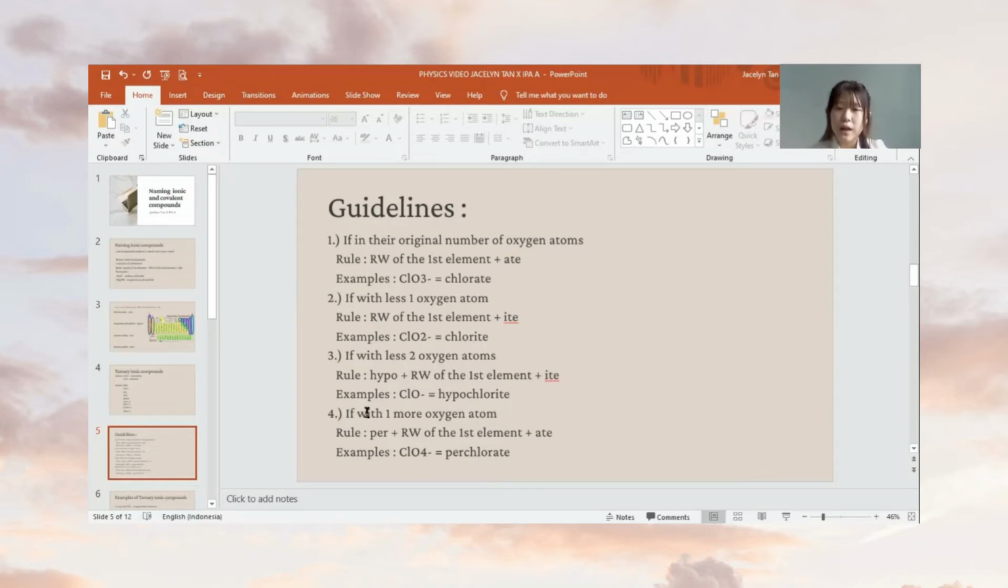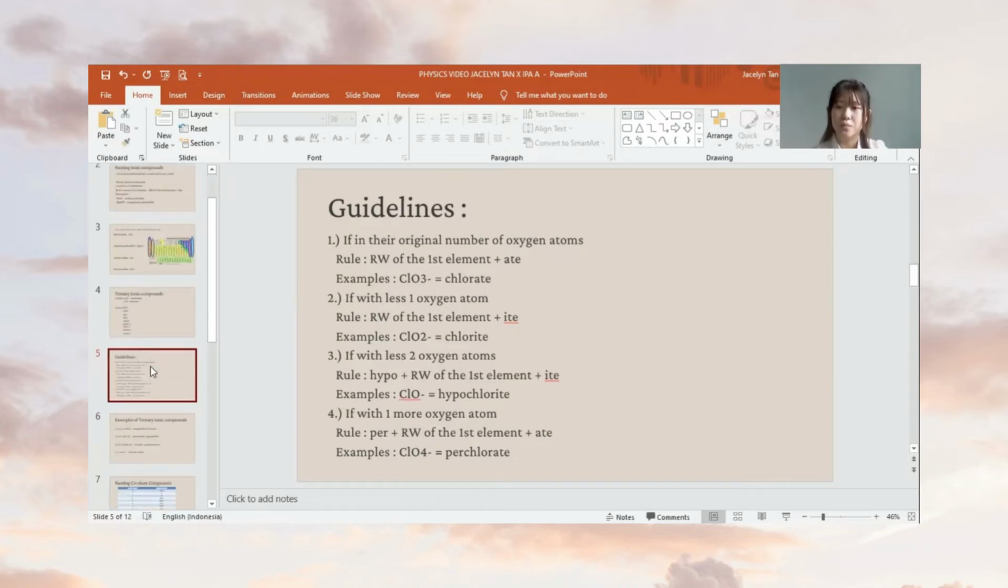So fourth, if with one more oxygen atom, we use the rule per plus root word of the first element plus ATE. Examples, ClO4 minus. So the original number of oxygen is 3. So now we have 4. So it is one more oxygen atom. So we use the rule per plus root word of the first element Cl, which is chlor, plus ATE. So perchlorate. That's how we got it.